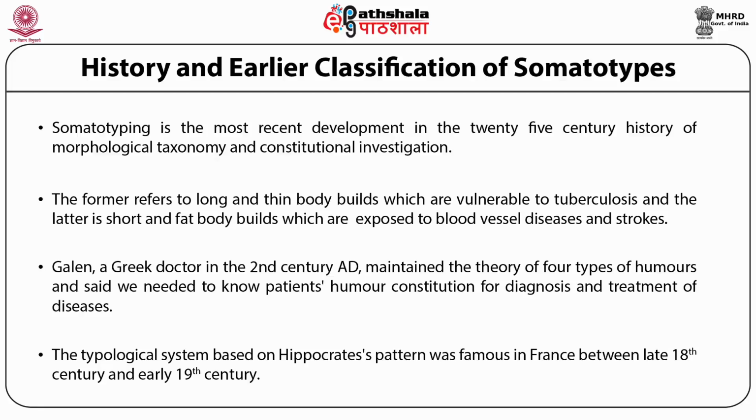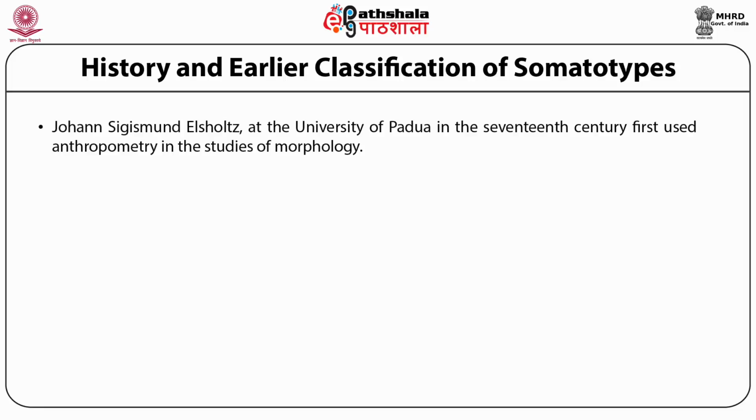A typological system based on Hippocrates' pattern was famous in France between the 18th century and the early 19th century. In 1797 and 1828, Halley and Rostand respectively described the three physical constitutions covering type digestif, type musculaire, and type cerebrale. John Sigismund Elsholtz at the University of Padua in the 17th century first used anthropometry in the studies of morphology. Later, in about 1880, Hutter divided them into cerebral, muscular, and digestive types.